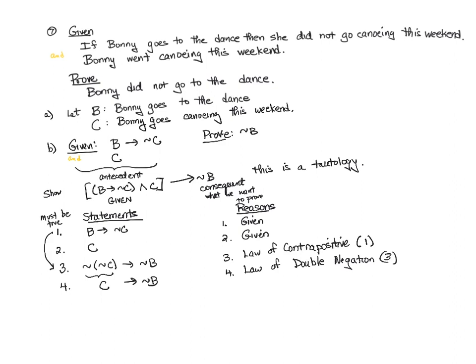Now, when we take a look at steps 2 and 4, we can use the law of detachment and say, well, if C then not B is true and C is true, then not B holds. And the reason? Law of detachment in steps 2 and 4, or 4 and 2. The order doesn't matter because, as we said, the conjunction is commutative.